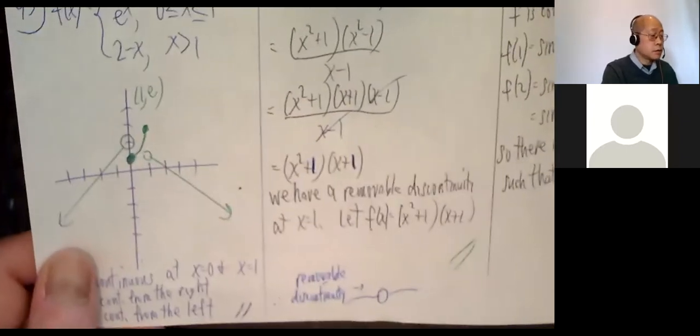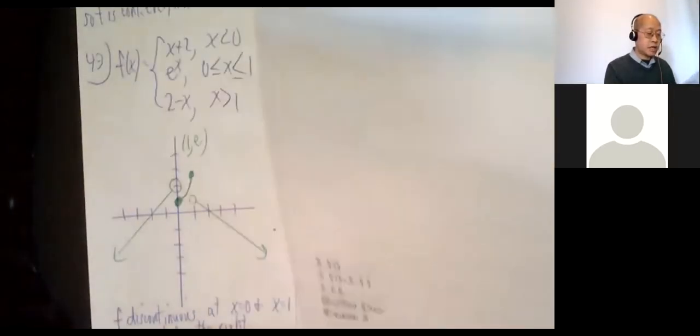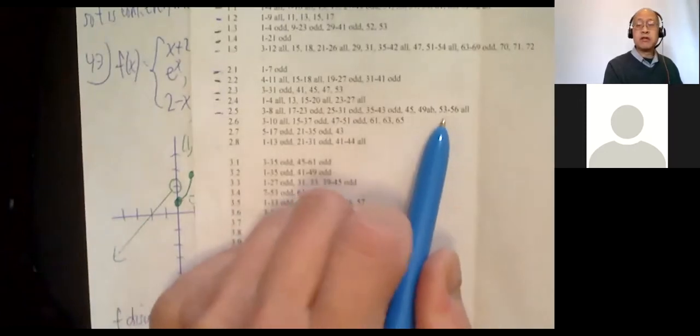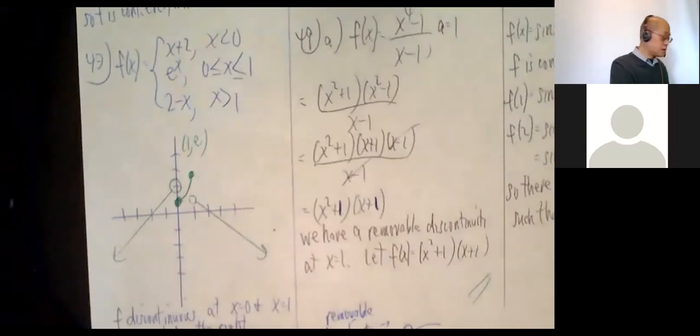All right, then we're almost done except for the problems at the end, 53 to 56. And they deal with something called the intermediate value theorem, 53 to 56. And then I'm done, so let me show you that.